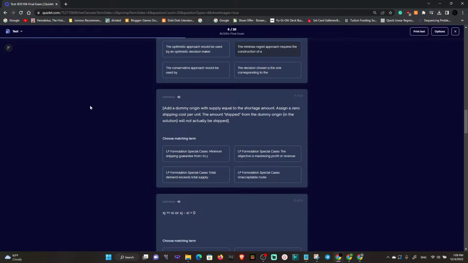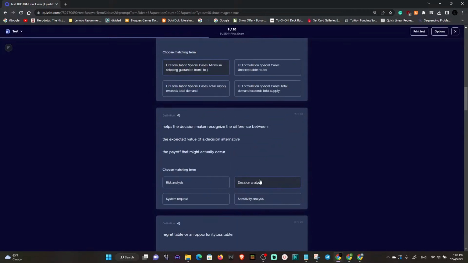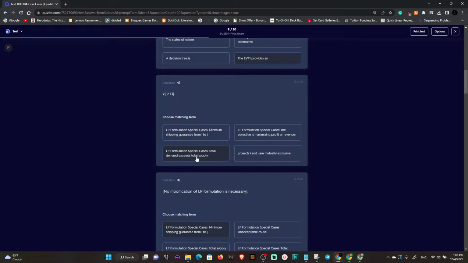Exceeds total supply. No. When minimum supply. I think it's when you're maximizing profit or revenue. It's this one, when you need a dummy ship. Or would it be this one? Actually, it's gonna be this one, which means that this is wrong. Are you sure about the dummy ship? Yes, I'm pretty sure. Maximizing profit or revenue.